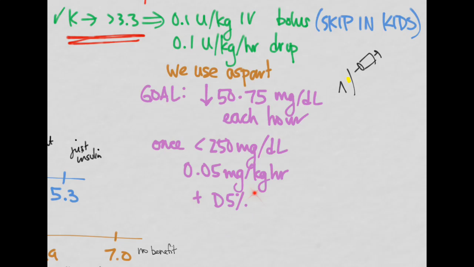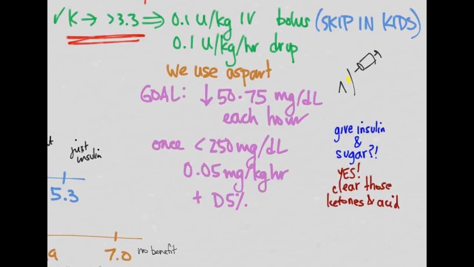And you may want to add some sugar to the fluids that they're getting. Now, remember, they still may have a bunch of ketones that need to be cleared. They still might have a lot of acid that needs to be cleared. So you still need to give insulin despite the fact that the sugar is getting better, because you want to clear those ketones. So you may want to keep giving the sugar until the bicarb is normal and the pH is normal and the ketones, you can't measure them anymore because they're gone.